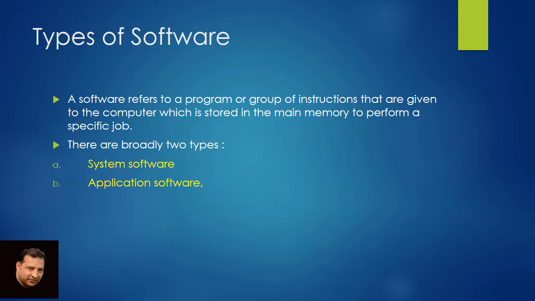A software refers to a program or a group of instructions that are given to the computer which is stored in the main memory to perform a specific job. There are basically two types of softwares: system software and application software.